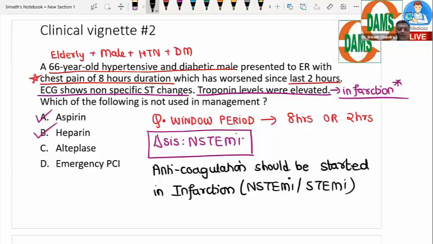To be correct, we have to load the patient like in all acute coronary syndromes. You want to give aspirin. Heparin you want to give in patients of NSTEMI or STEMI. If you choose STEMI, the question is between the two: alteplase or emergency PCI. Which one can we do? So let us read the treatment there.